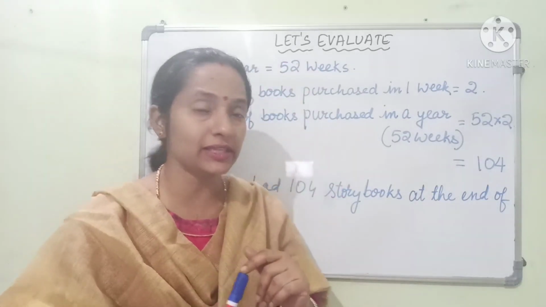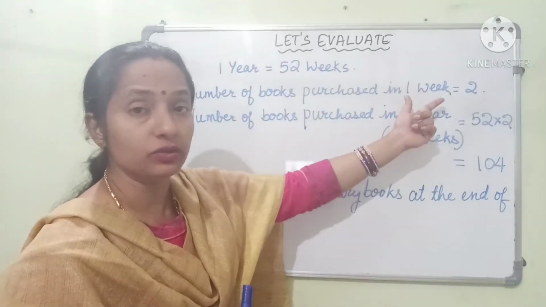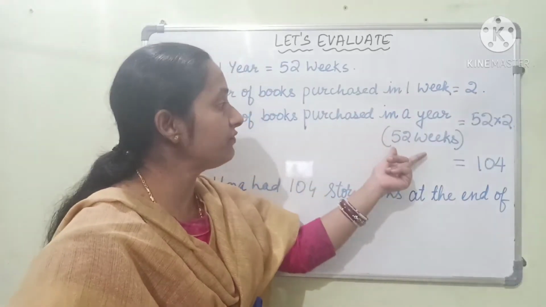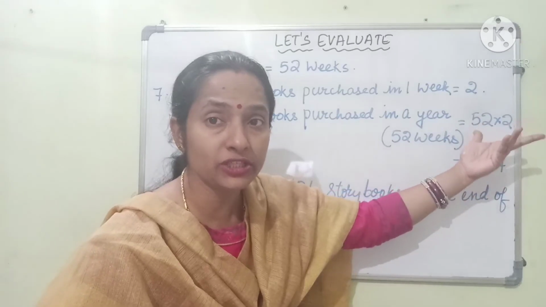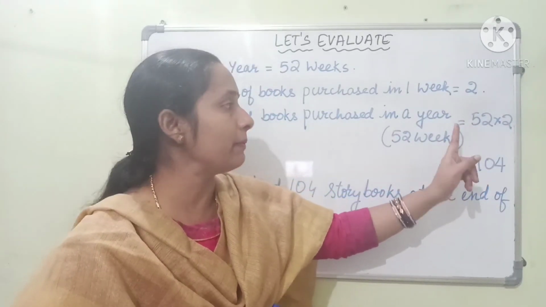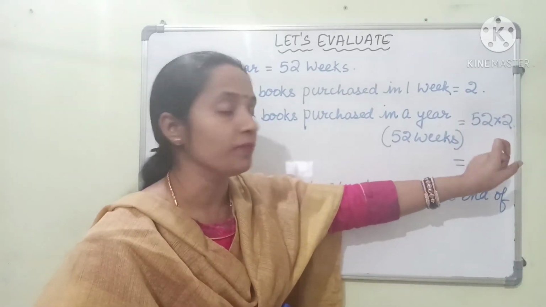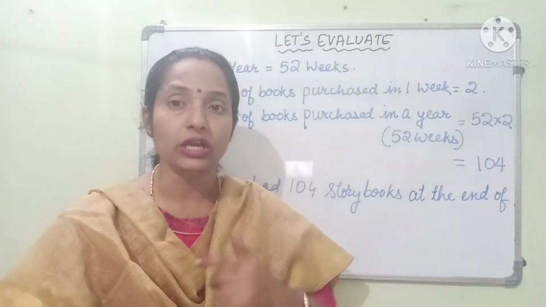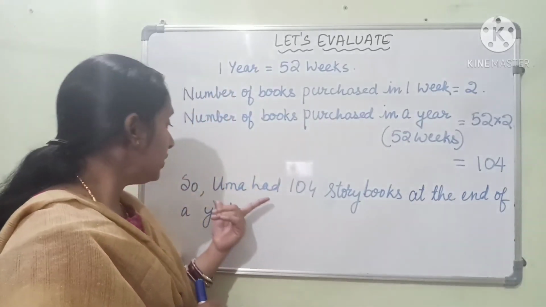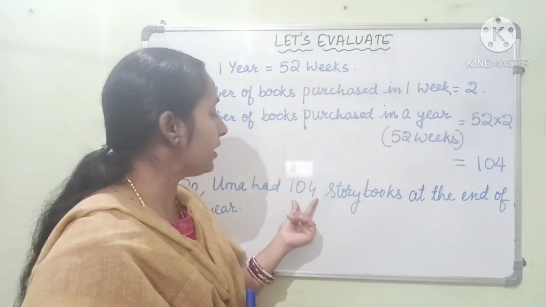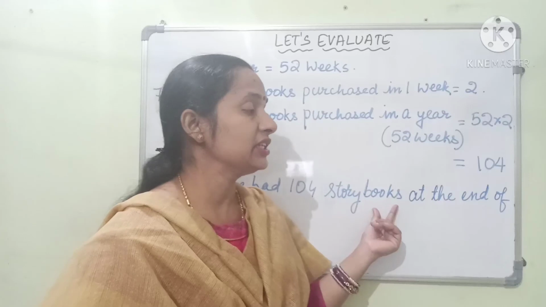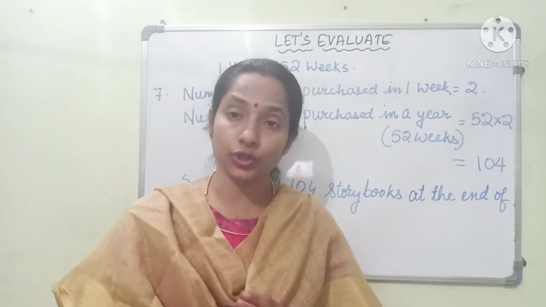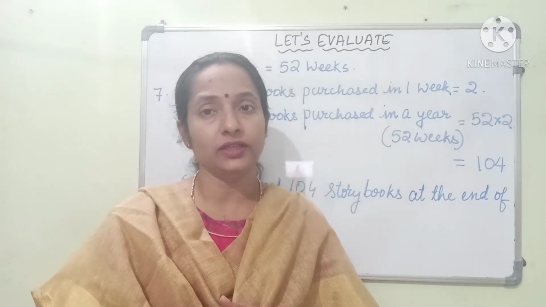So now let us find out, in 1 week she purchased 2 storybooks. So in 52 weeks she will purchase how many storybooks? This we can find by multiplying 52 by 2. 52 into 2 will give you 104. So children, Uma had 104 books. She has 104 storybooks at the end of the year.